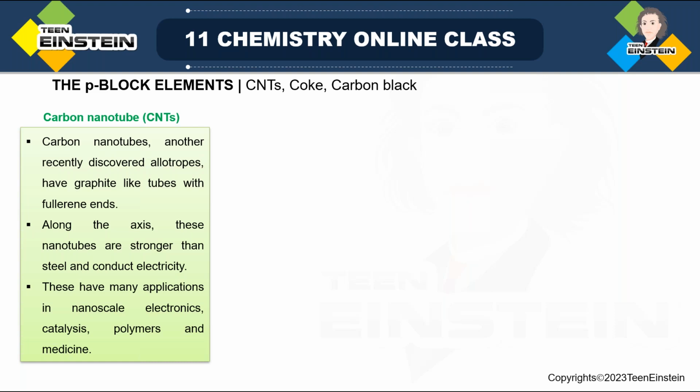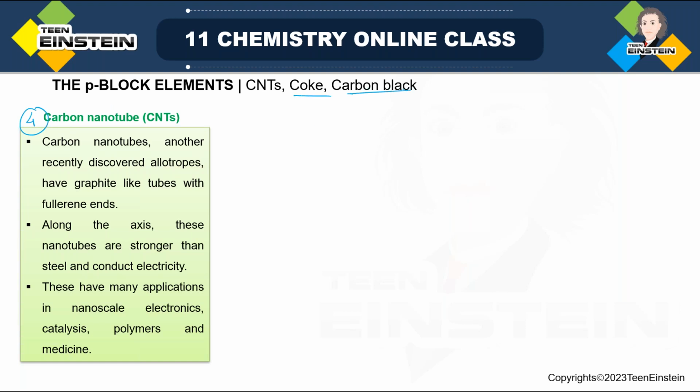After finishing fullerene, in total 3 crystalline allotropes we have seen: first diamond, then graphite, then fullerene. Now the fourth crystalline form is carbon nanotube. This is also crystalline, okay? And these two, they are amorphous.